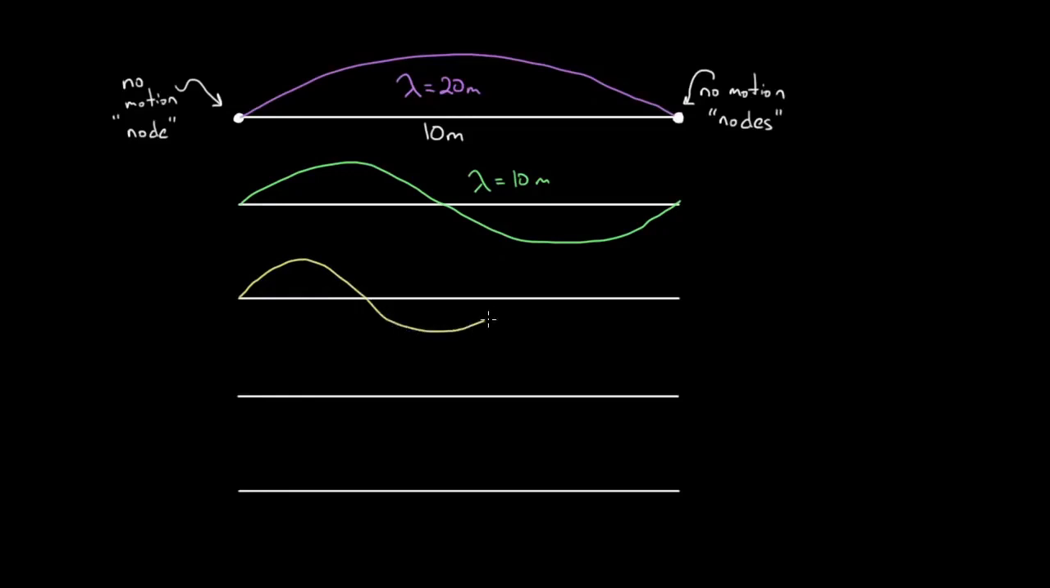It has two nodes in the middle. Note, you keep picking up another node in the middle. Fundamental has no nodes in the middle. Second harmonic has one node in the middle. Third harmonic will have two. The fourth will have three, and so on.